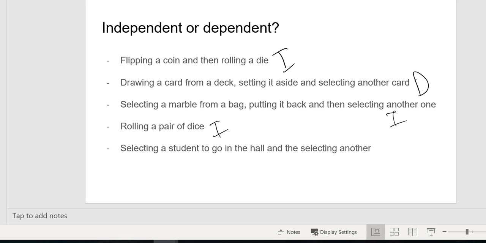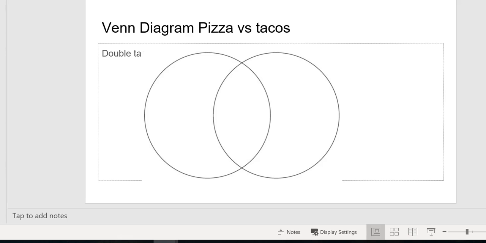Selecting a student, sending them into the hall, and selecting another one. If I have 20 students in the classroom and I tell one of them to go outside, now there's 19, which is going to affect my decision. I'm going to skip these other ones because we do this in class.